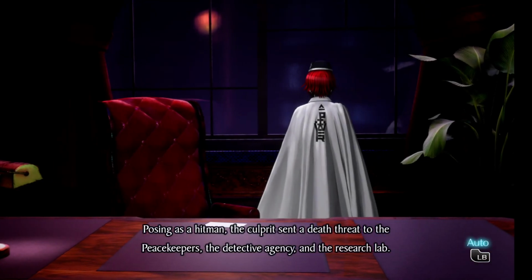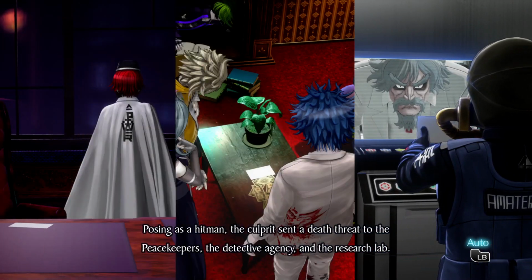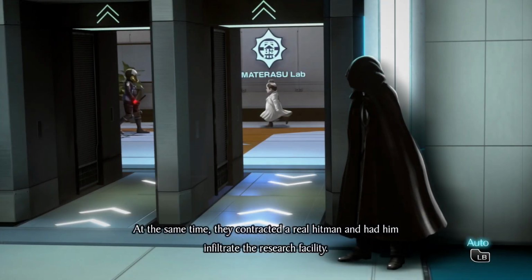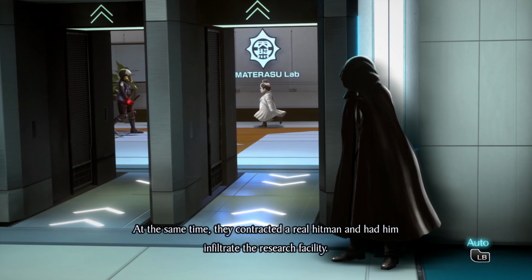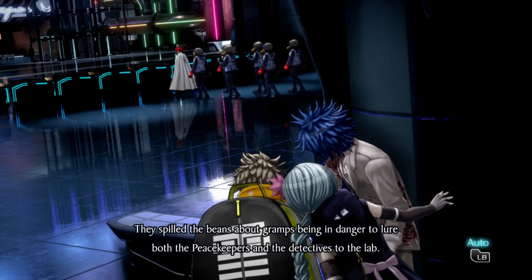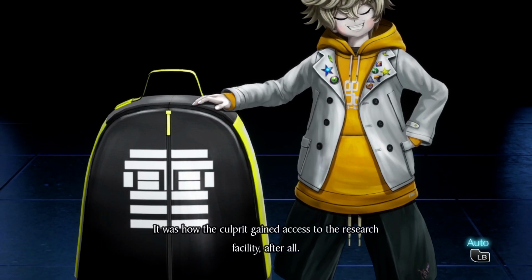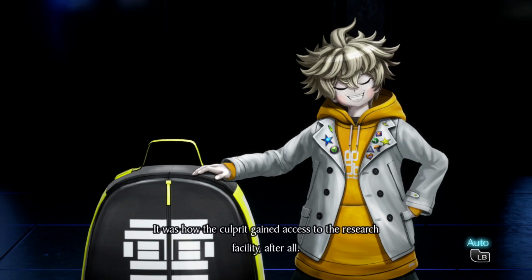Posing as a hitman, the culprit sent a death threat to the Peacekeepers, the detective agency, and the research lab. At the same time, they contracted a real hitman and had him infiltrate the research facility. They spilled the beans about Gramps being in danger to lure both the Peacekeepers and the detectives to the lab. You see, the master detective's presence at the scene was an indispensable part of the plan. It was how the culprit gained access to the research facility, after all.